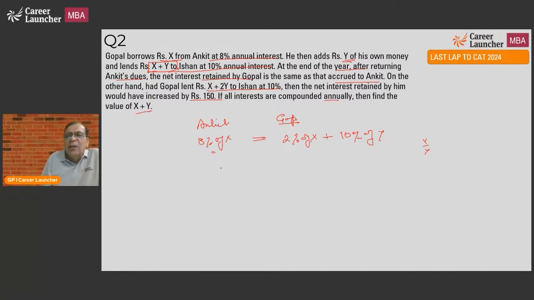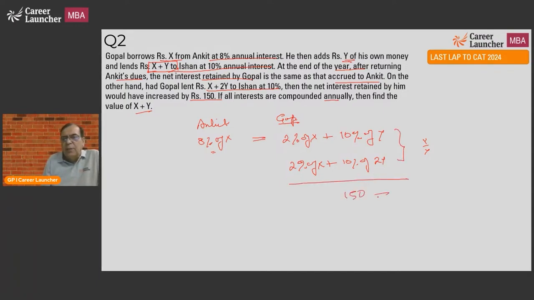So what is the second situation? Gopal had lent X plus 2Y. What would his income be? Gopal's income in this case would also be 2% of X plus 10% of 2Y. And as per the question, what will be the difference between these two? The difference between these two will be 150.